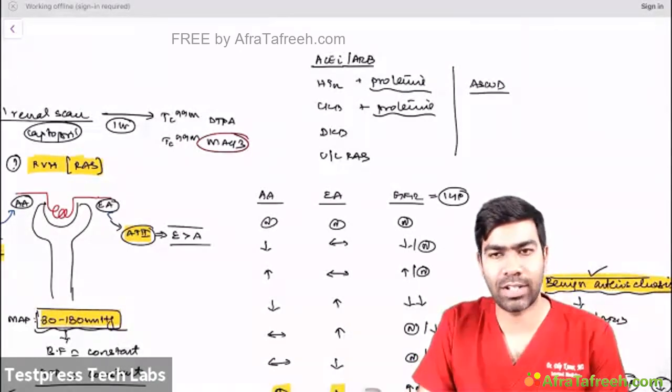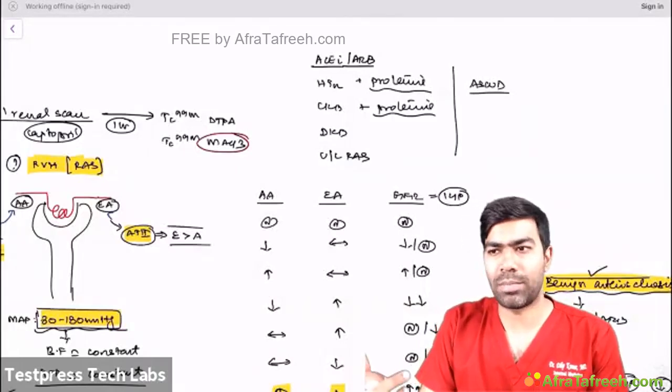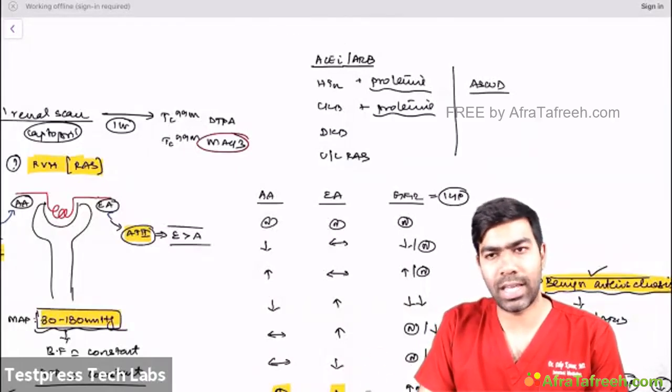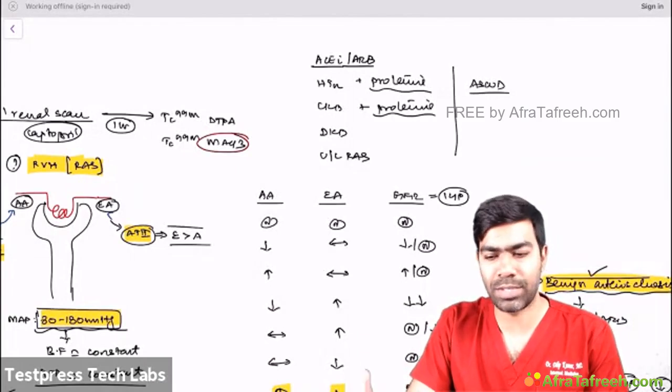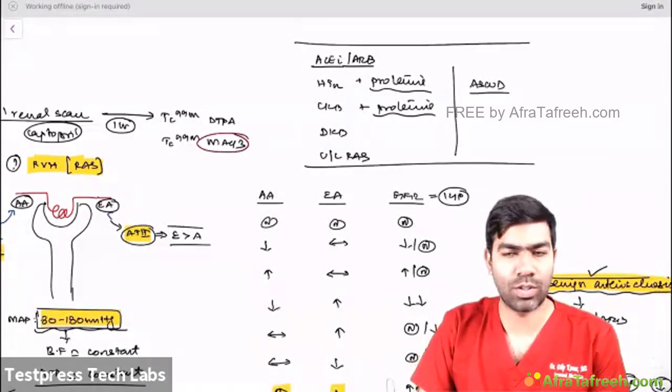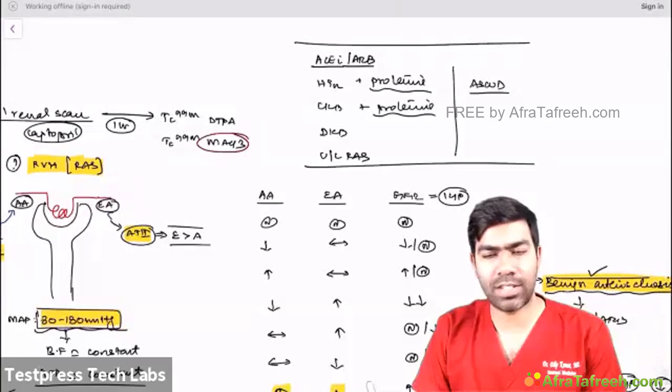So in any ASCVD, you can give it as an add-on agent, like maybe chronic stable angina, maybe an MI, or maybe a stroke, maybe a TIA. ACE inhibitors can be used. They are absolutely beneficial and they can reduce the mortality in those settings. So these are the primary areas where we're going to use ACE inhibitors in reality.